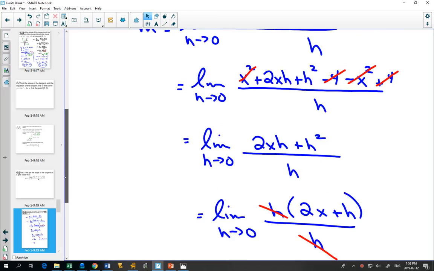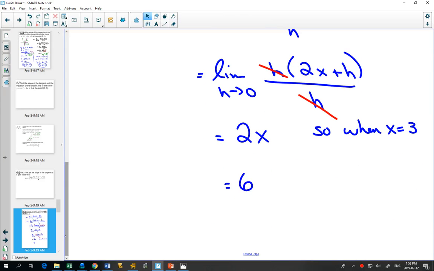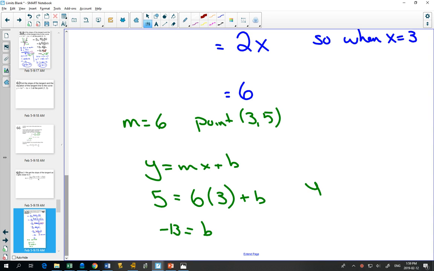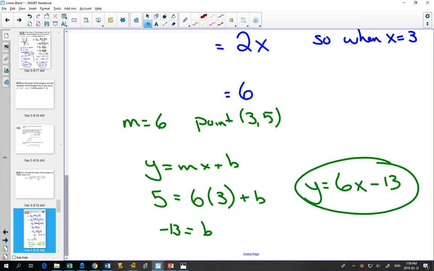So now that we know our slope is 6, and our point was 3, 5, I'll just do one of the forms right now. Plug in our slope. Y value is 5. X value is 3. And we get our equation to be 6x minus 13.